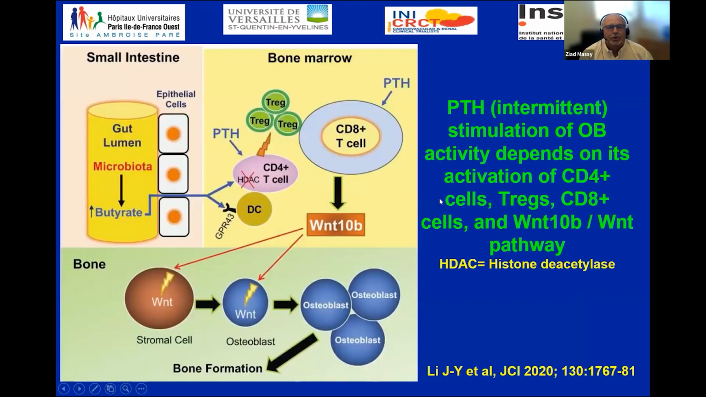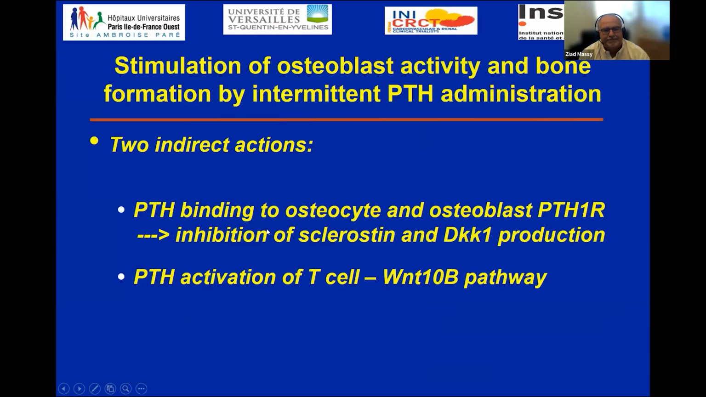I will make the long story short. It depends on the level of butyrate. If you have a normal or slightly elevated level, it can modulate the effect of PTH in the immune system, so it can modulate the effect on CD4, Treg, CD8, and WNT. If you have a high level of butyrate, you can have an additional effect beyond PTH by increasing the activity of dendritic cells through GPR43. So this is a very important collaboration between butyrate and PTH in mice.